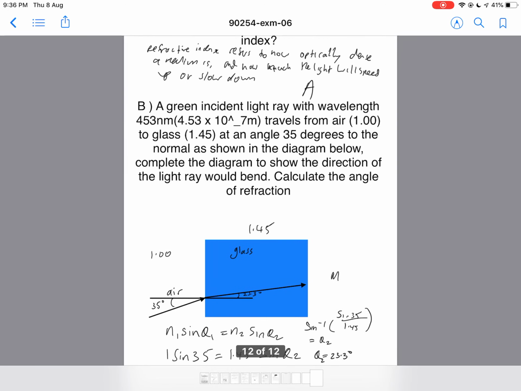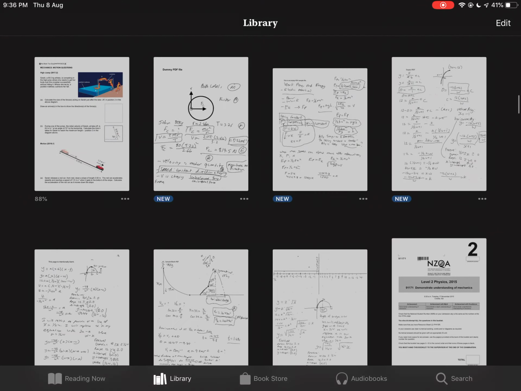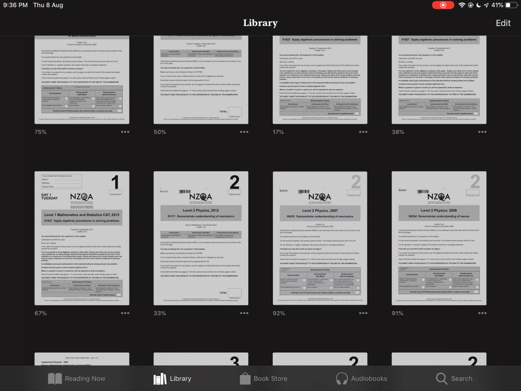Alright, moving along. I have it on a separate document. Sorry guys, ran out of space.